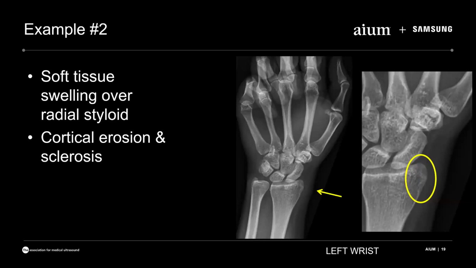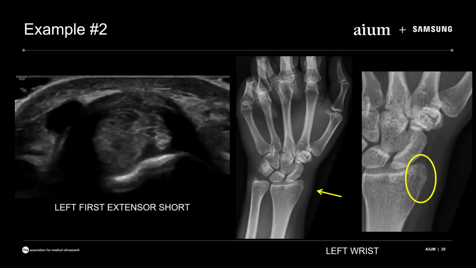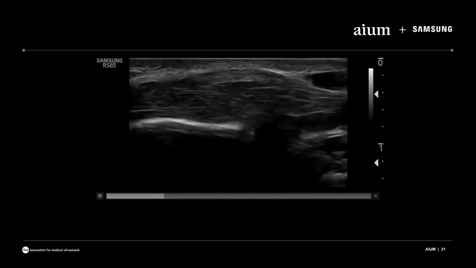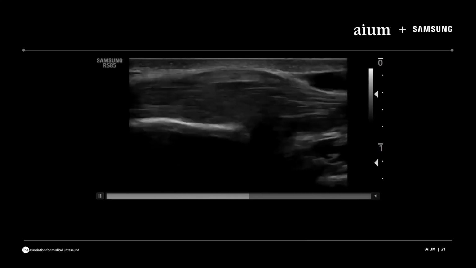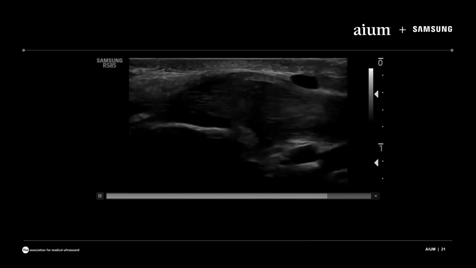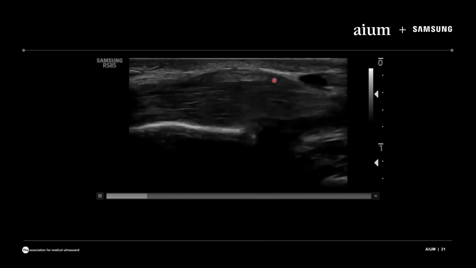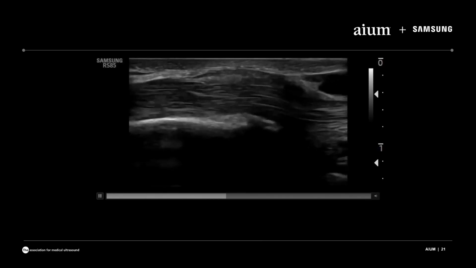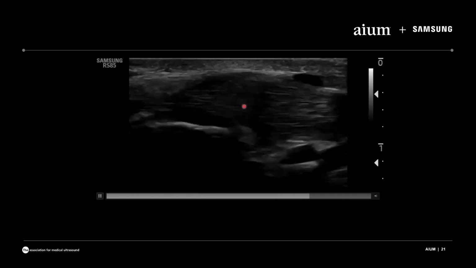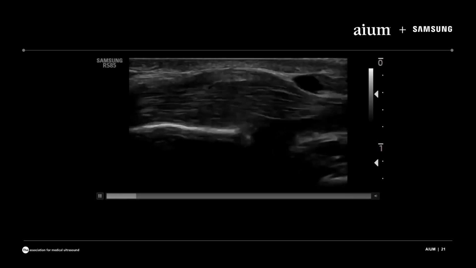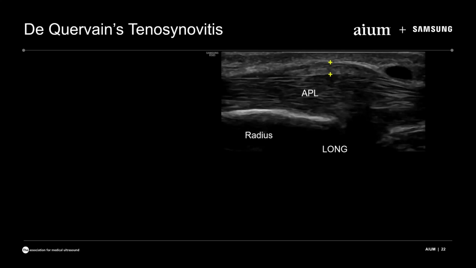So again, if we put the transducer right over this radial styloid and turn transverse, it looks similar to that last case. We have a very thick extensor retinaculum over the compartment 1 tendons, and there's the radius. So typical for de Quervain's. Now, with de Quervain's too, it's very helpful to evaluate this dynamically. So here we have the patient abducting the thumb. This is the APL. Notice how it's kind of getting bunched up beneath that thickened extensor retinaculum. So that tells us that there's some tendinosis because it's a little hypoechoic and thick, and also some impaired tendon movement.